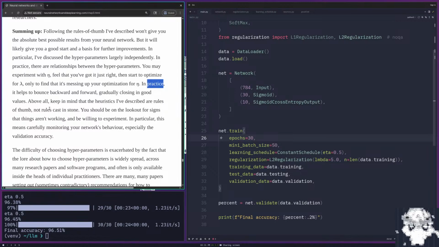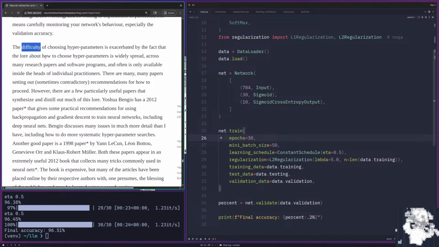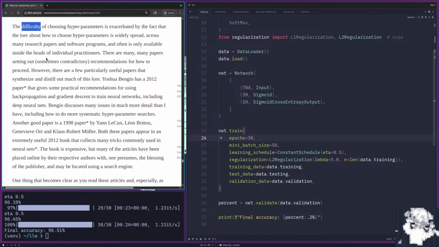Above all, keep in mind that the heuristics I've described are rules of thumb, not rules cast in stone. You should be on the lookout for signs that things aren't working, and be willing to experiment. In particular, this means carefully monitoring your network's behavior, especially the validation accuracy. The difficulty of choosing hyperparameters is exacerbated by the fact that the lore about how to choose hyperparameters is widely spread across many research papers and software programs, and often is only available inside the heads of individual practitioners. There are many papers setting out sometimes contradictory recommendations for how to proceed.